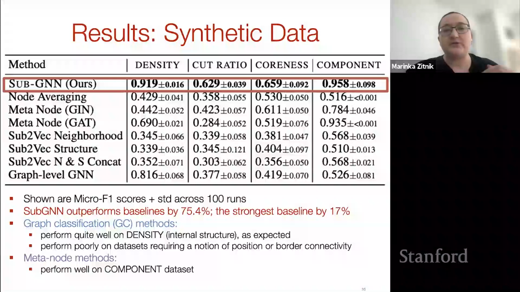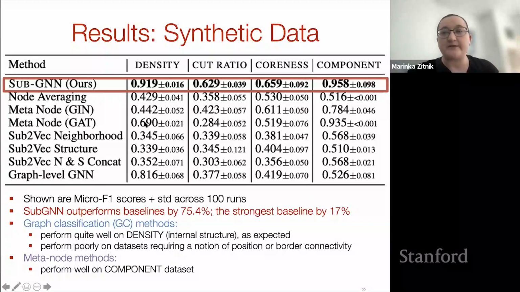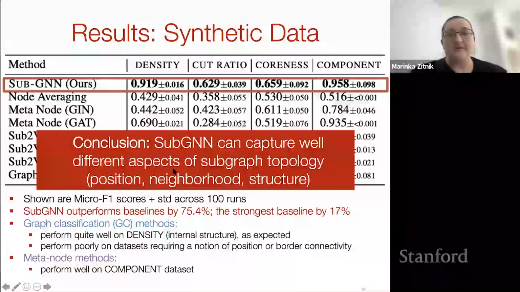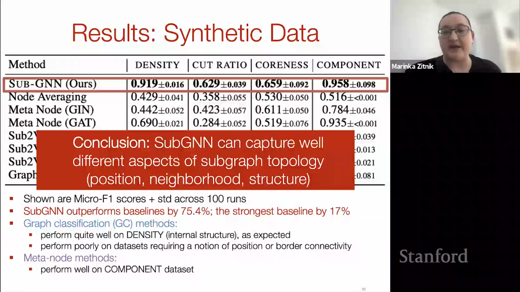And so those results show that SubGNN is an effective strategy for learning subgraph embeddings that outperforms various simple ad hoc measures that one could think of. For example, taking a simple average of node embeddings to obtain subgraph embeddings, or introducing a meta artificial node and then embedding those meta nodes that could serve as proxies for subgraph embeddings, or even doing graph-level embeddings. Finally, these results also show that SubGNN can capture well different aspects of subgraph topology.